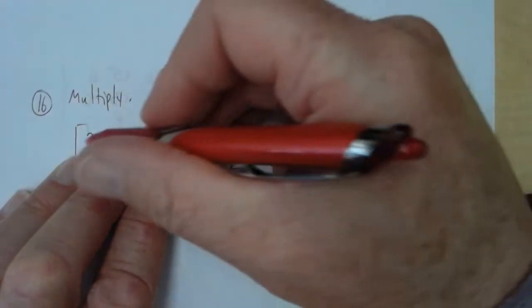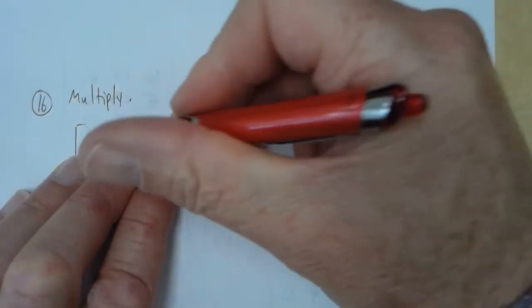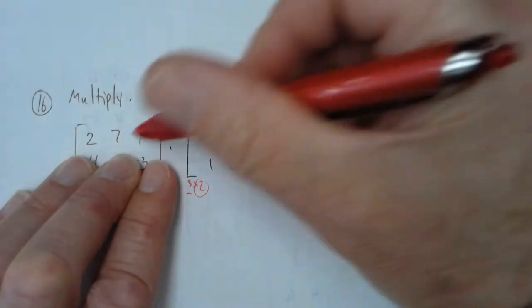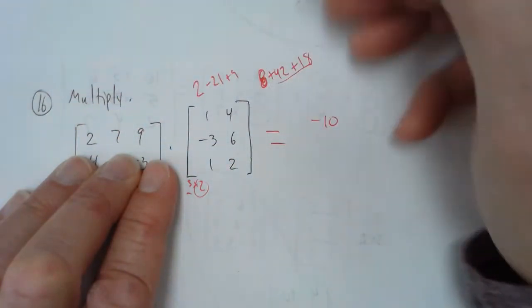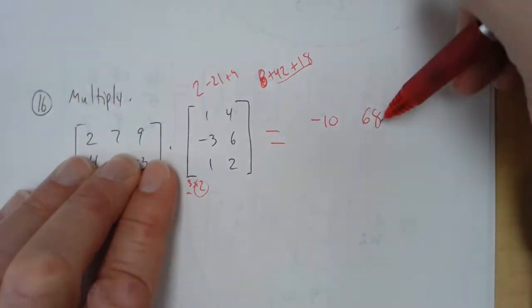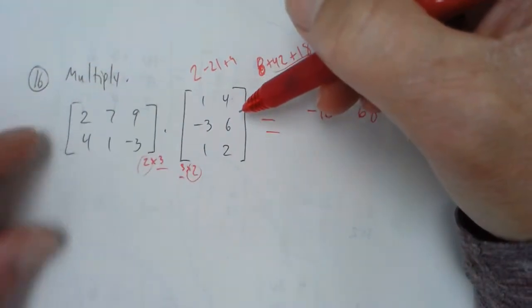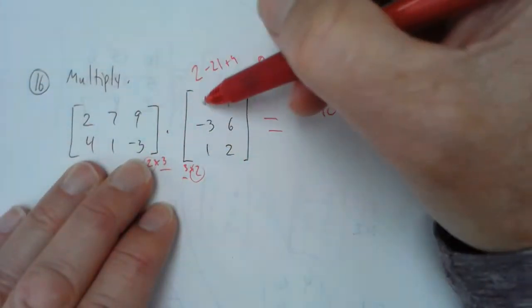Oh, it's not 6. 2 times 4 is 8. My bad. Don't mean to be confusing. 2 times 4 is 8, 42, 18. So that's 68. Okay, so you do this, that creates this, row by column, row by column. Now we go down to here, row by column.